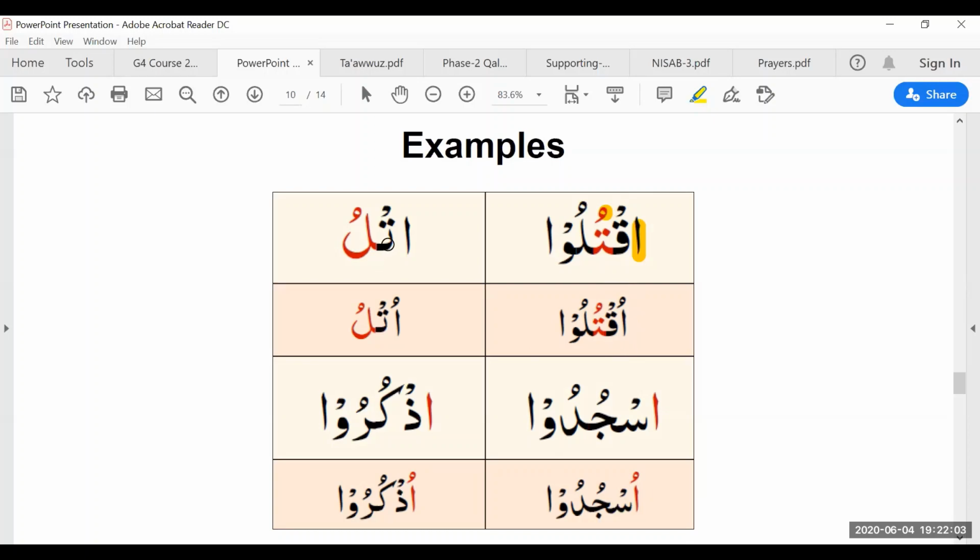Similarly, in this second example, the first letter is Sakin, so we have to look at the next letter, which is again carrying a Dammah. Therefore, alif will also take a Dammah. Okay, so can I request the host to choose two more students?